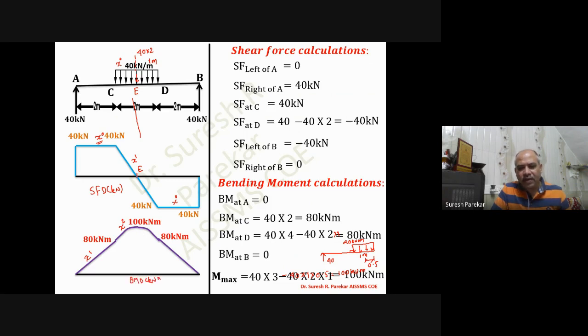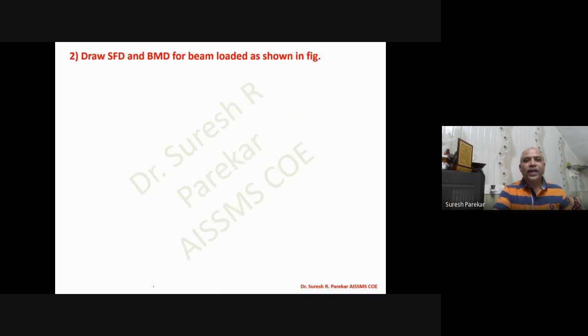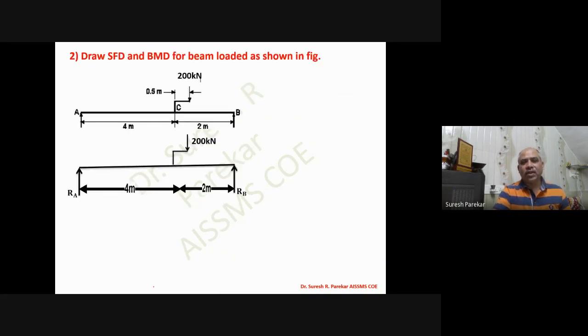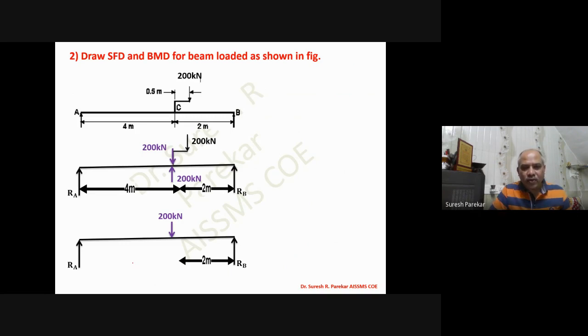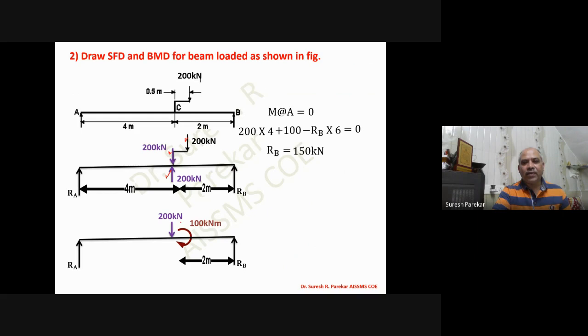So likewise, we have to go for simply supported beams. Then we have a beam like this with a lever arm, and we have 200, and then we apply an equal and opposite force here. These two forces, this 200 and this 200, are going to form a couple. From this we get the 200 as it is, and then we have 200 into 0.5, which is 100 kilonewton meter. Then taking moment about A equal to 0, we have 200 into 4 plus 100 minus RB into 6 equal to 0, and RB will be 150 kilonewton.